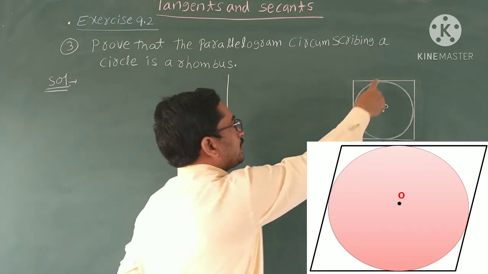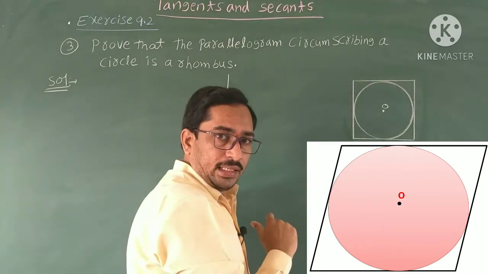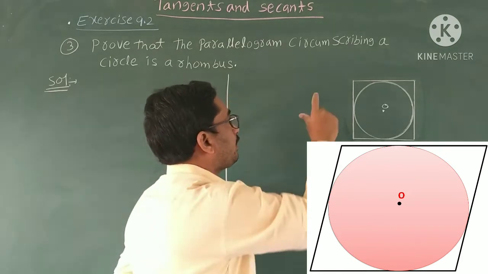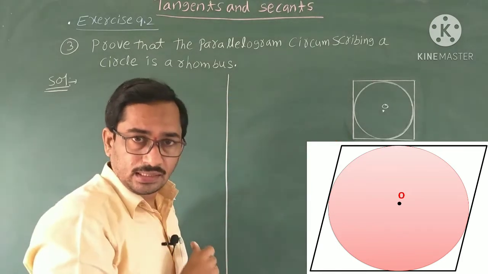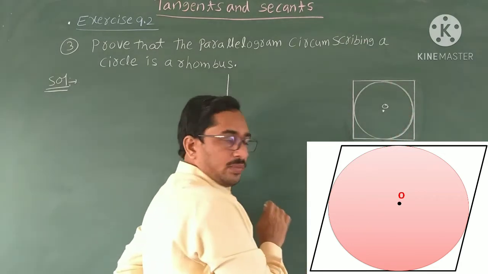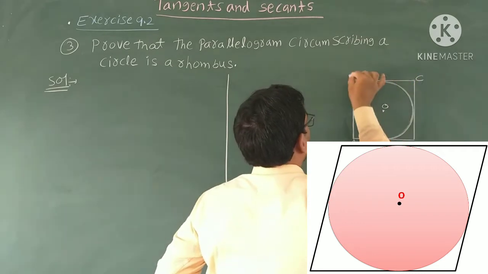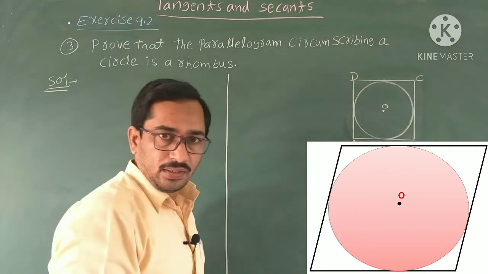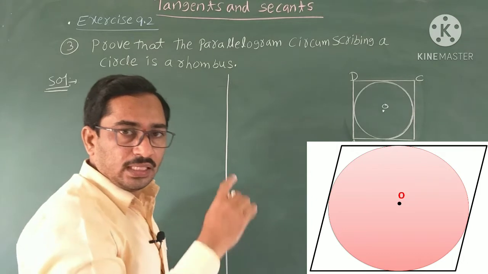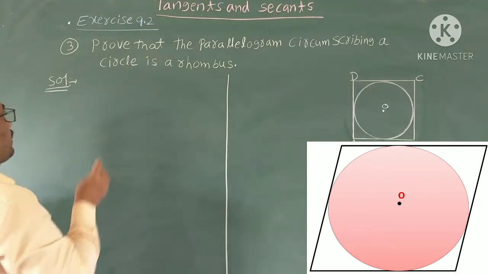See here it is a circle, and a parallelogram circumscribing the circle. Then we have to prove the parallelogram becomes a rhombus. So consider a circle with center O, and ABCD is a parallelogram. We have to prove that the parallelogram ABCD is a rhombus. So write the given data.